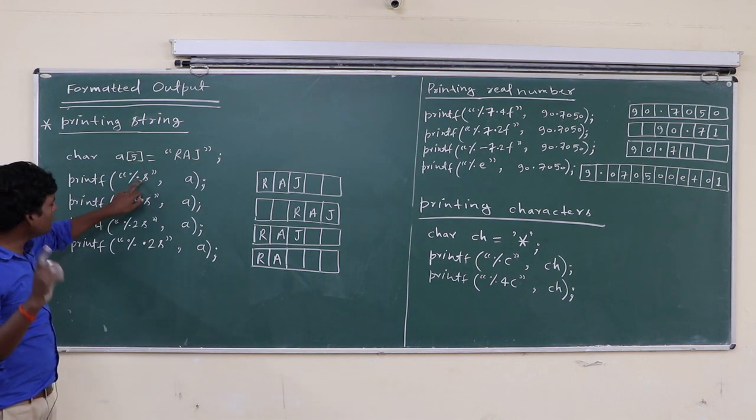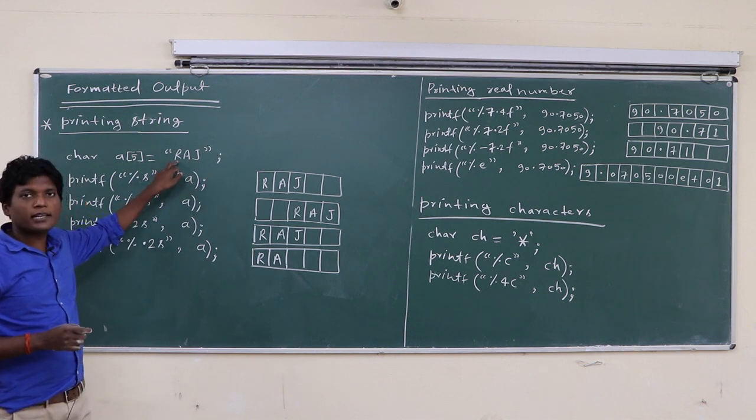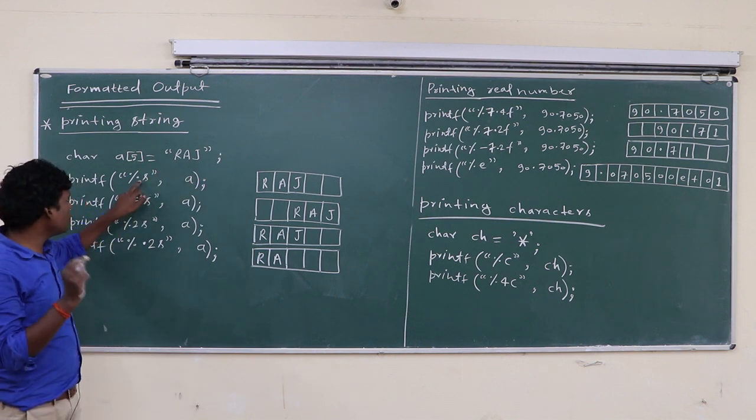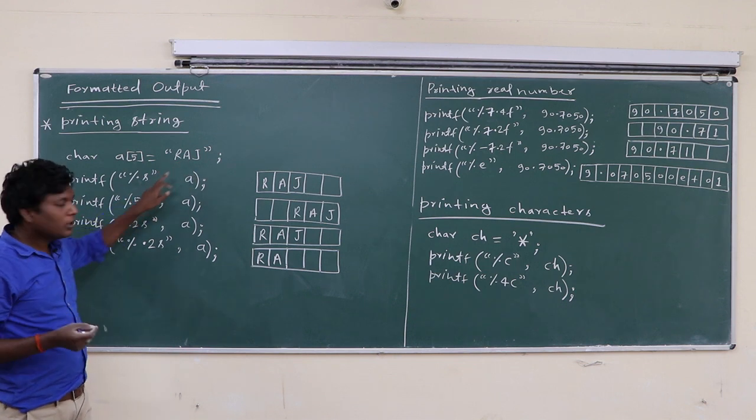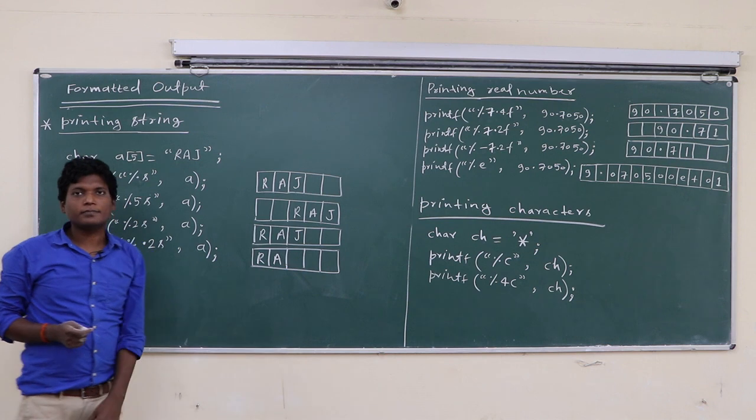Okay, here is a field width 1. 1 is less than the number of characters here, that is 3. So the field width is 1, the number of characters is 3. The field width is less than the number of characters, so it is printed normally.